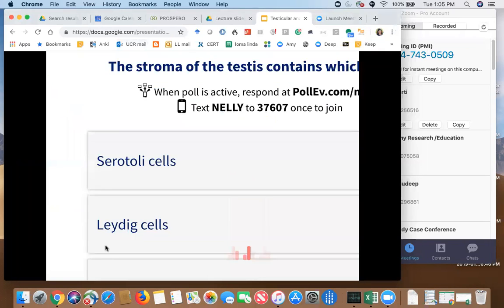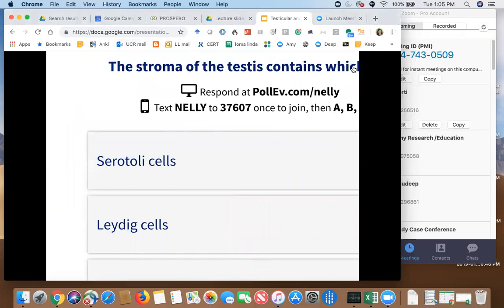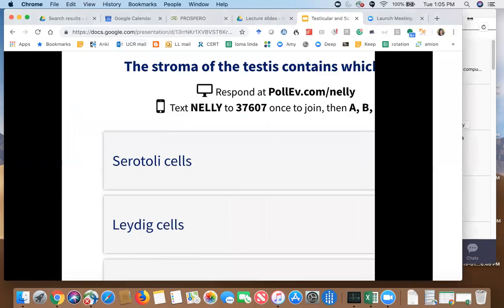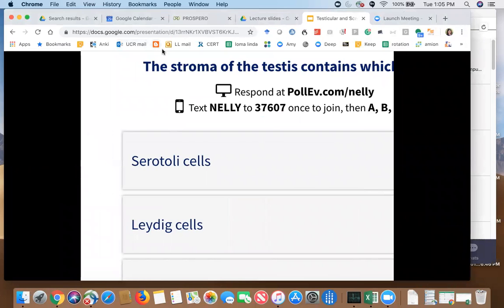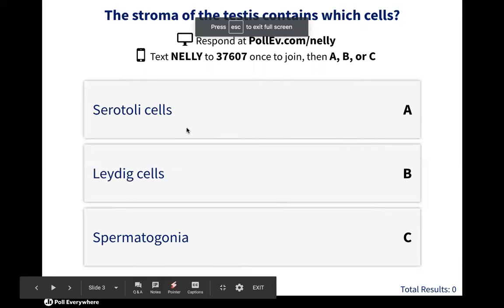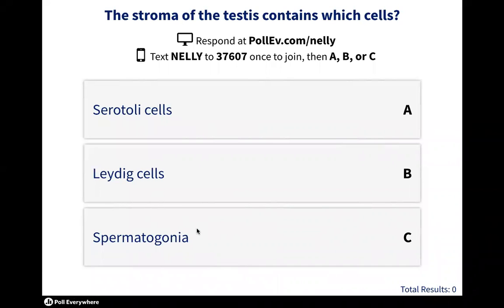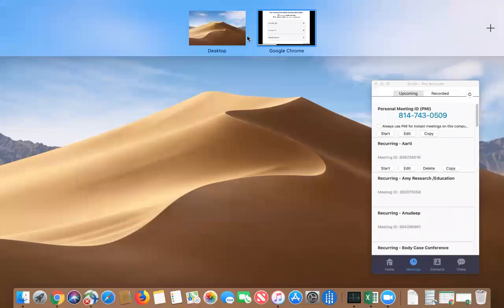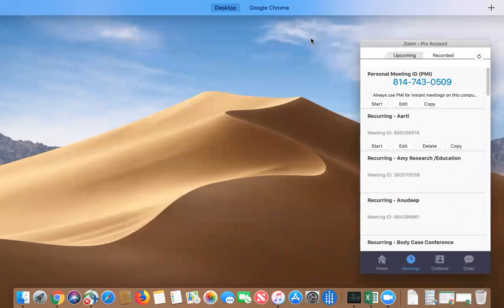The stroma of the testes contains which of the following cells? Sertoli cells, Leydig cells, or spermatogonia? So the stroma of the testes contains which of the following cells? Okay, everyone says Leydig. All right.